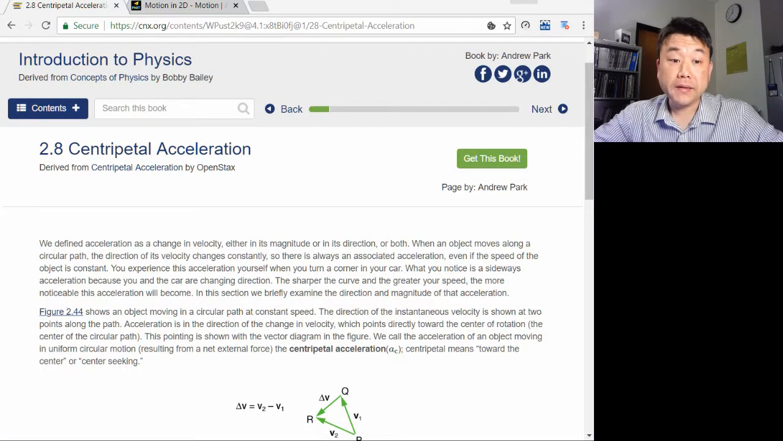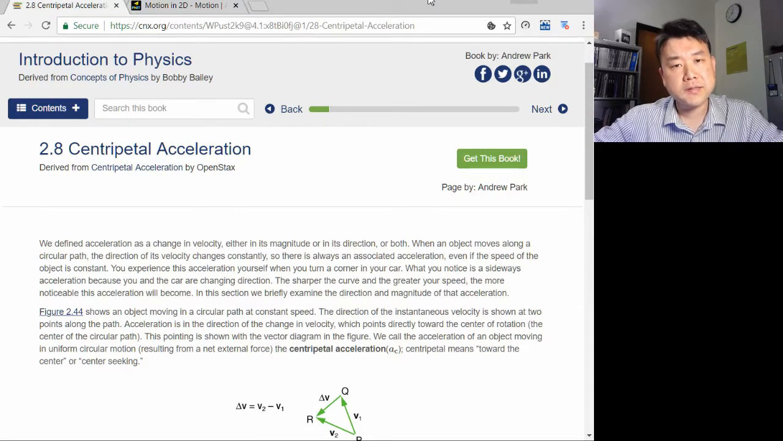Hi! In this video, we'll look at accelerations involved in circular motion. The main reason we are introducing circular motion in this class is so that we can refer to this when we talk about rotation later in Unit 2. So I'll try to keep this brief.